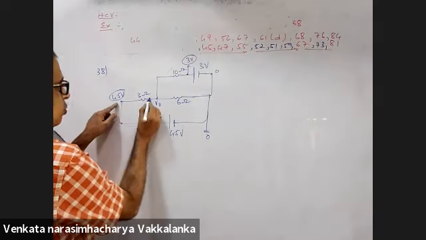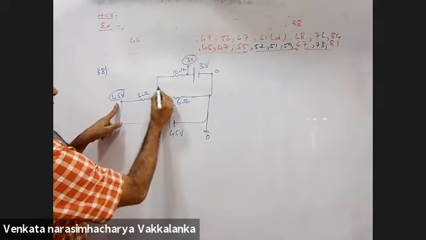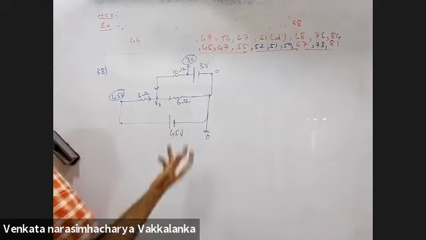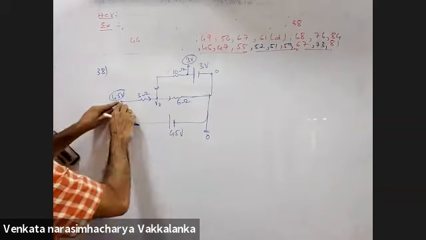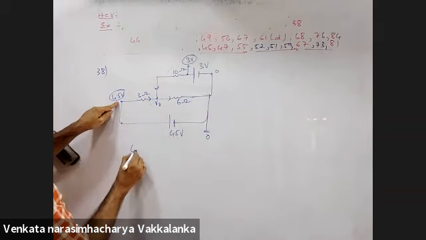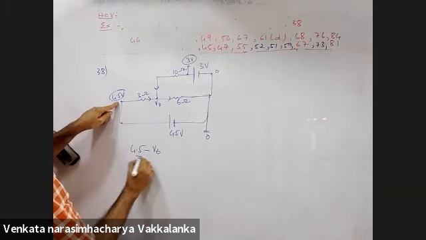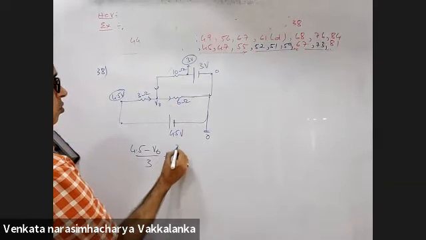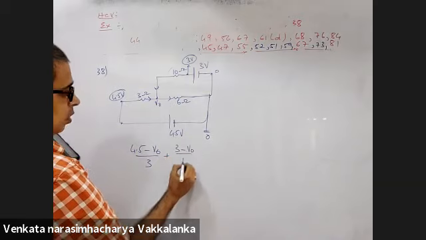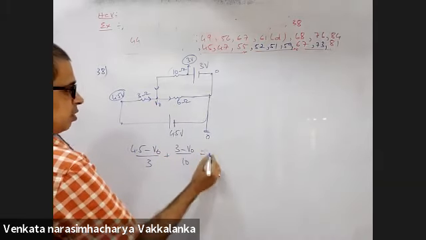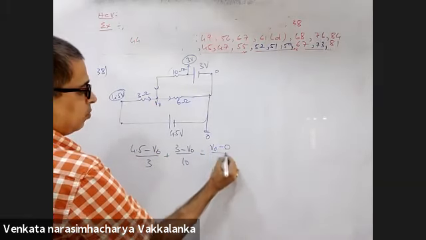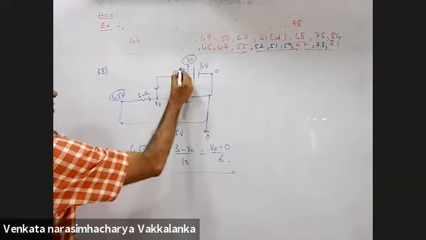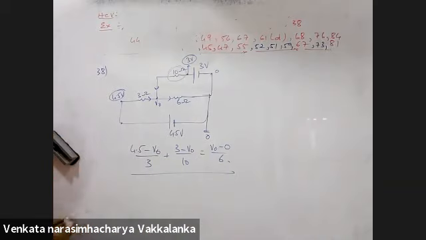Agreed. I assume incoming current this way, incoming current this way, outgoing current this way. You can take any directions that you want. Absolutely no issue. Incoming current here is (4.5 minus V naught) by 3. Incoming current here is (3 minus V naught) by 10. Should be equal to outgoing current (V naught minus 0) by 6. Find V naught. Once I get V naught, will I get the current through this?